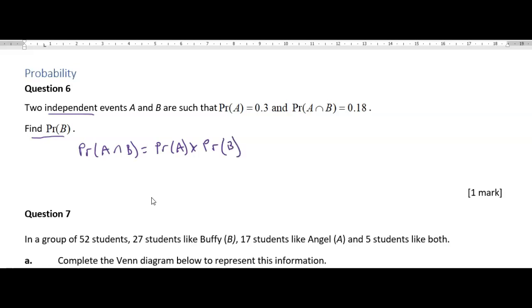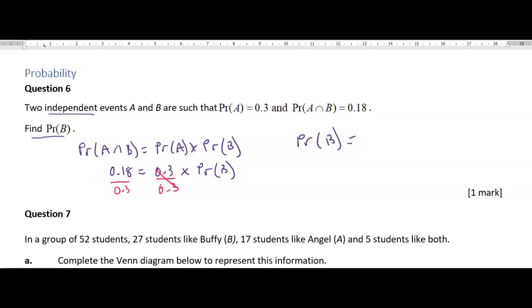And then we just substitute the values in. So A and B is 0.18. The probability of A is 0.3. And then the probability of B is what we want to work out. Now, we just need to get the probability of B on its own, so let's divide both sides by 0.3. You do need to know how to deal with decimals. This isn't a difficult one.